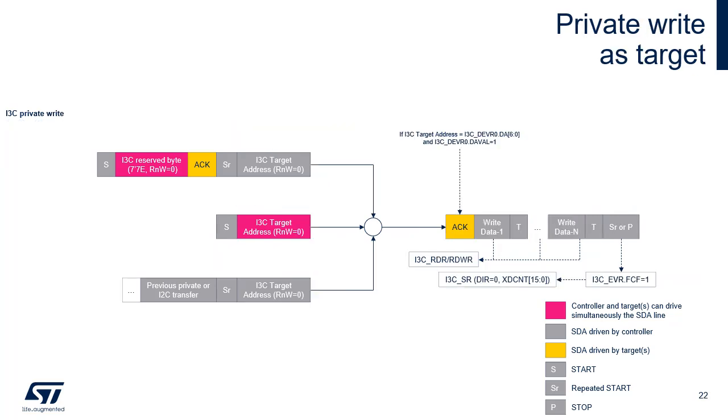This figure illustrates an I3C private write transfer as it's communicated on the I3C bus and as it's programmed when acting as target.